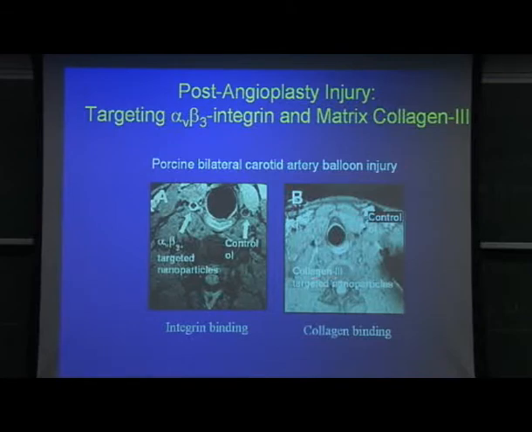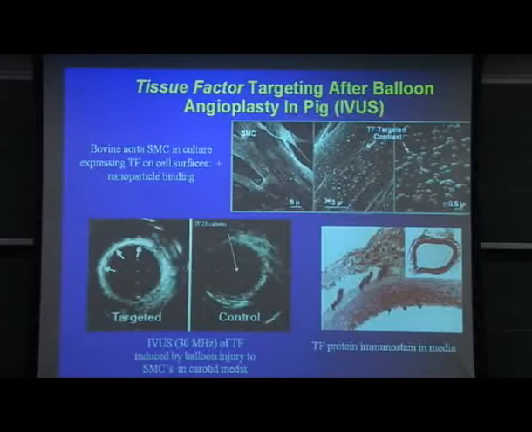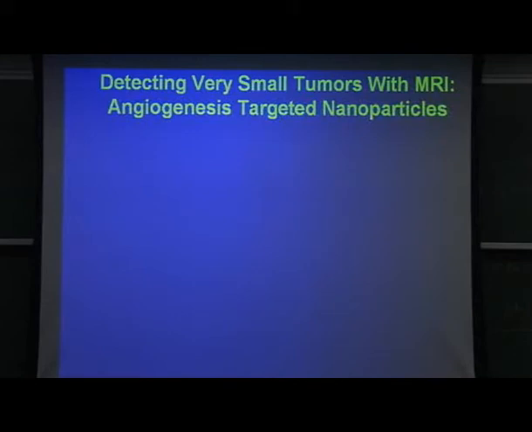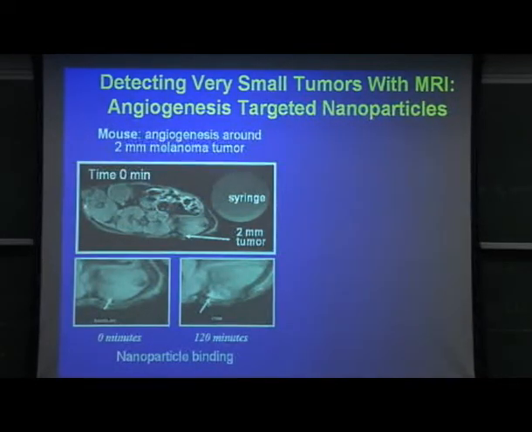Here's another one that's a type of collagen, so you can target that too, but the signal's not quite as bright. I'll move on past these. Go into tumors, and then we'll get into therapeutics.